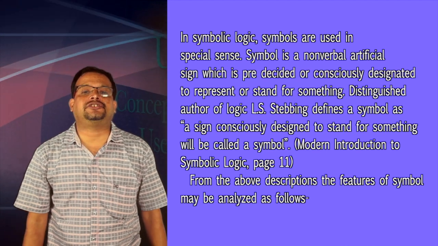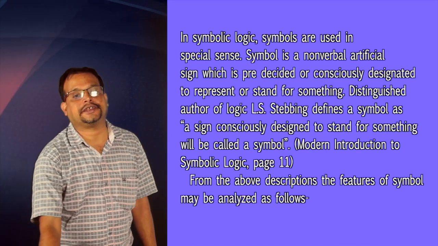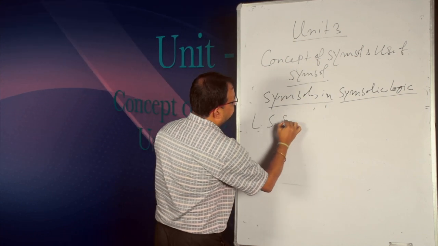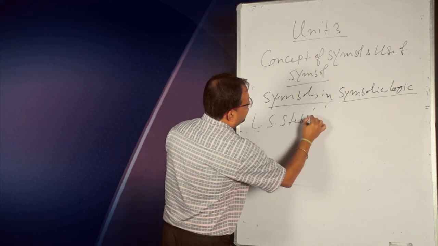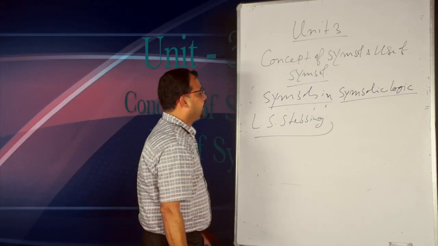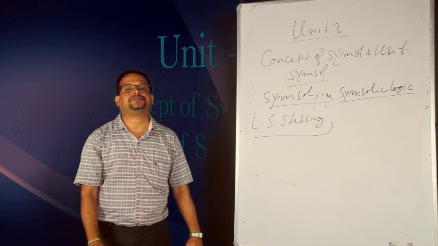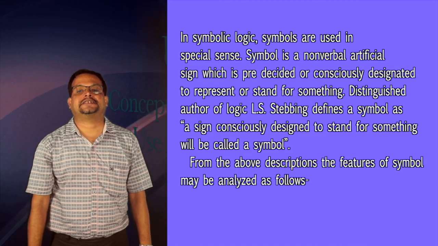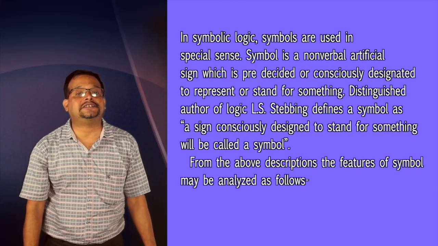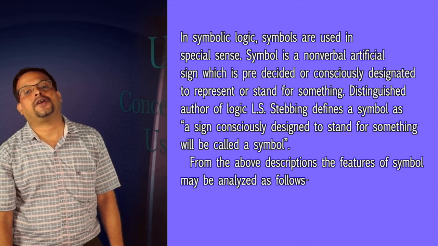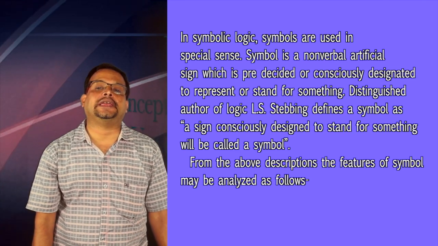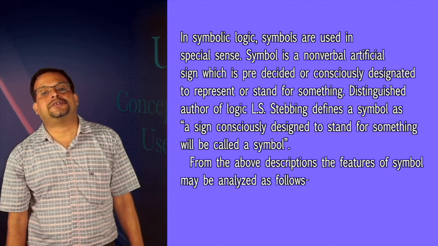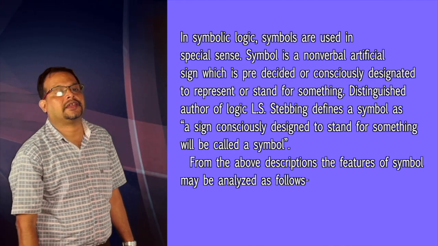Dear learners, the distinguished logician L.S. Stebbing, what does he say? He defines a symbol as a sign consciously designed to stand for something, which will be called a symbol. From the above descriptions, the features of symbols may be analyzed as follows.